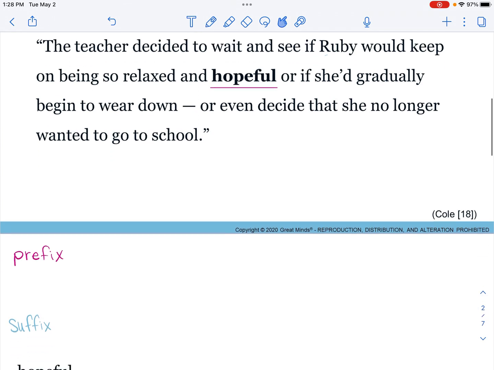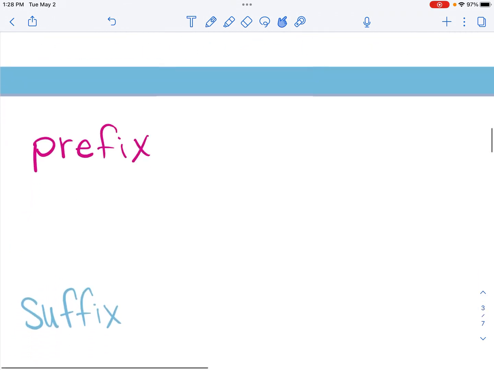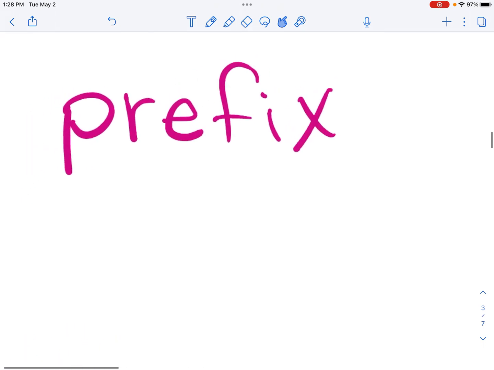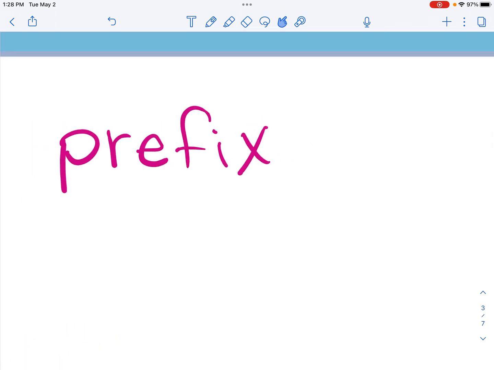In past deep dives, we've talked about this word, prefix. Do you remember what a prefix is? A prefix is a small word part. It's added to the beginning of a base word. The word prefix has a prefix. Pre is a prefix. Fix is a word by itself, or a base word.